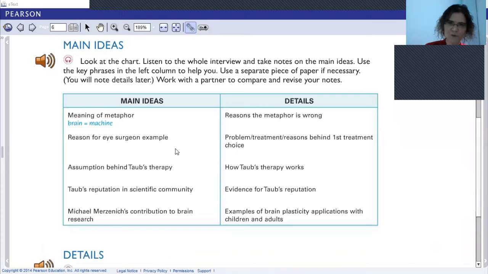Now, you were supposed to listen to the whole interview and take notes on the main ideas. So what are more of the main points that you heard by listening to the key phrases? You see the key phrases here. They mentioned the reason, the assumption, the reputation. They gave you a key to make it easier for you to listen and follow. Now, for the first one, reason for eye surgeon example, did anyone come up with that one?